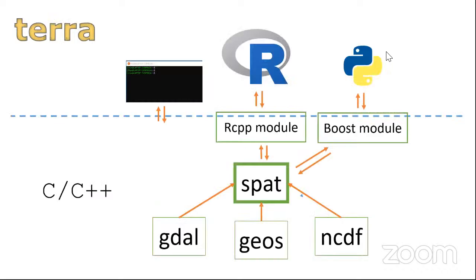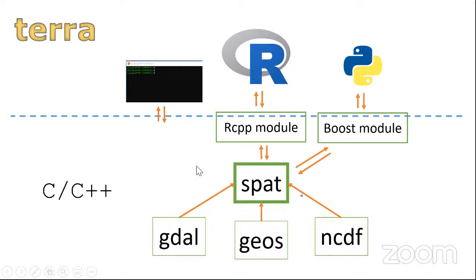Just one more technical slide, sort of like, okay, how is Terra also different under the hood from raster? So raster, like many R packages, is mostly written in R. Terra, however, is almost the opposite. It's almost entirely written in C++, with some C libraries. And so essentially there's what I call the SPAT library that does all the work, that uses GDAL, GEOS and NetCDF libraries. And then there's this Rcpp module, a thin wrapper, you could call it, this interface between R and C++. And so that allows you to use it through R.